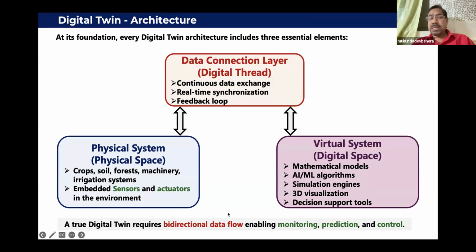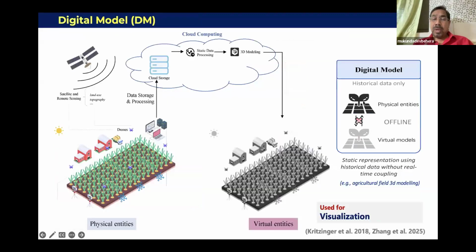And the digital space or the virtual system includes a lot of mathematical models, AI machine learning, simulation engines, 3D visualization, and also various decision support tools. But importantly, both of them have to be connected through the digital thread, in terms of continuous data exchange, real-time synchronization, and the exchange in both directions, which we put under the feedback loop.